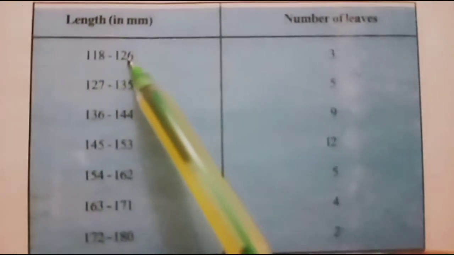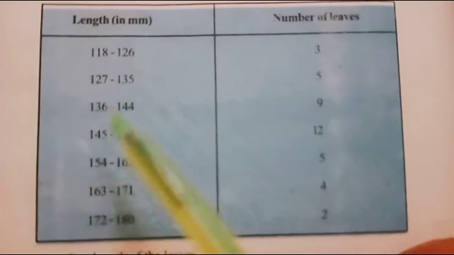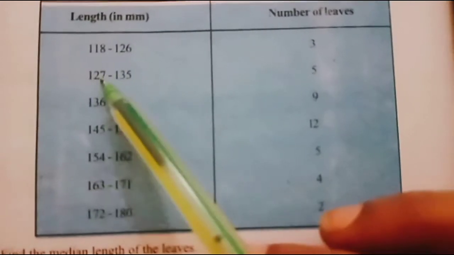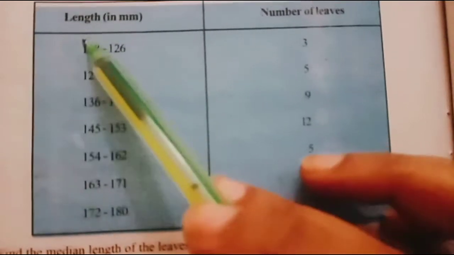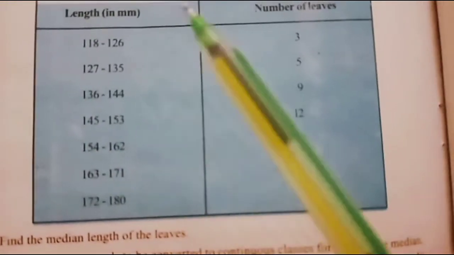Now you can see here 126, 127, 135, 136. So they are not continuous. To make it continuous, what is the gap? 126, 127, the difference is 1. 1 by 2 is 0.5. So subtract 0.5 from lower limits and add 0.5 to upper limits. Then these inclusive type classes become exclusive.